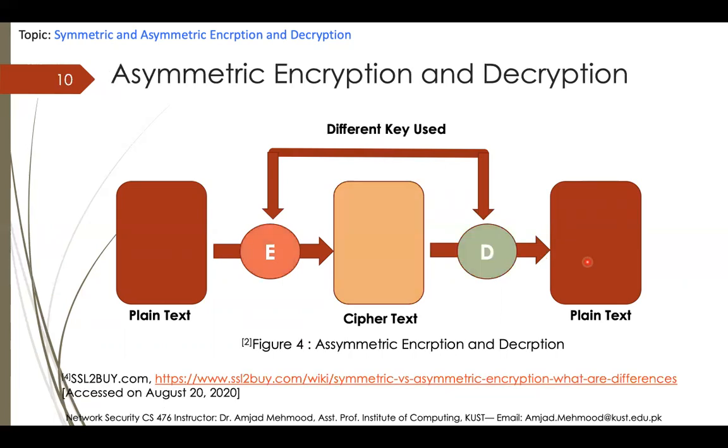Whereas in asymmetric, you can see that two different keys are available. The plain text will be converted while applying the process of encryption. So it will be converted to ciphertext, and then this ciphertext will be sent over the network. And when it reaches the destination, another key will be applied, that would be the private or public key.